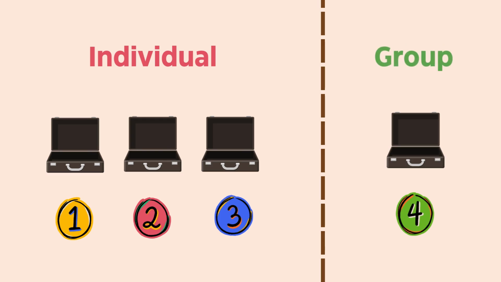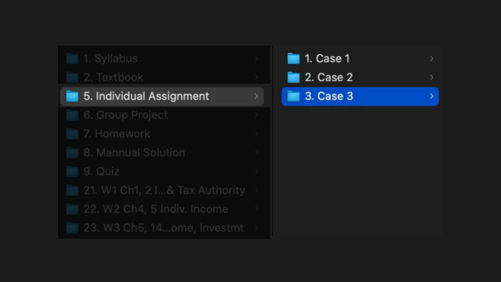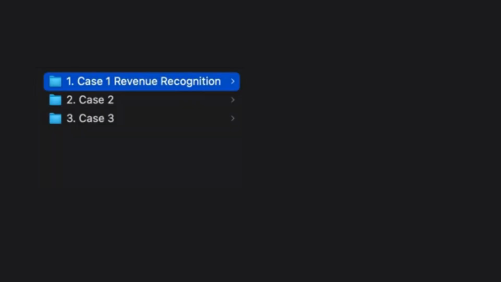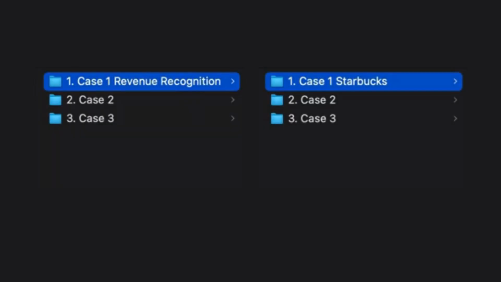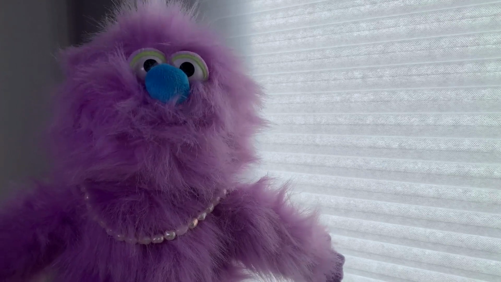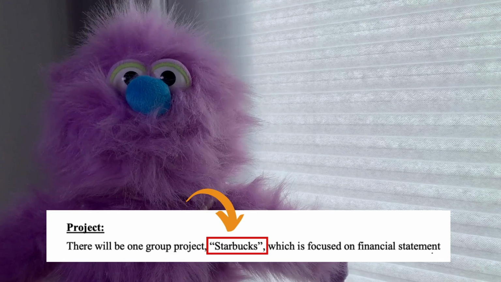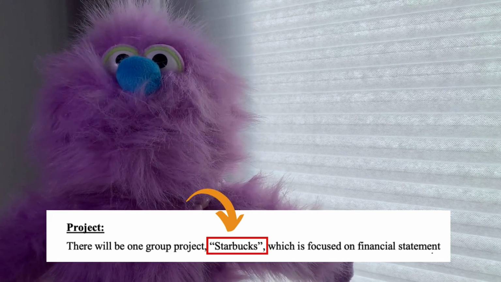Then we should create 3 folders under the individual assignment folder and create 1 folder under the group project folder. To further differentiate each case, you can include the topic name or company name in the folder title, such as Case 1 Revenue Recognition or Case 1 Starbucks. 99% of the time, your professor will provide case names in the syllabus, so you can use those directly.